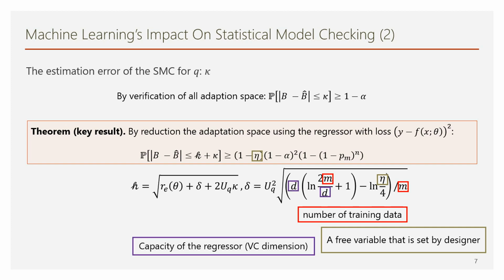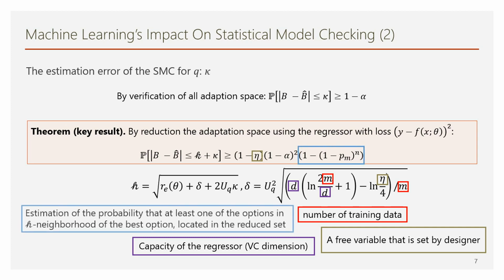Another affecting factor is the parameter d that indicates a concept in computational learning theory called VC dimension. Actually, it's a measure of the capacity of the learner. It is determined based on a set of loss functions that the learner defines. Finally, this term is the probability bound, which estimates the probability that at least one of the options in each neighborhood of the best option is located in the reduced set.